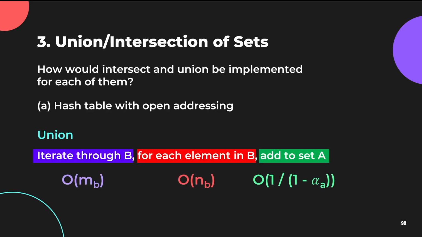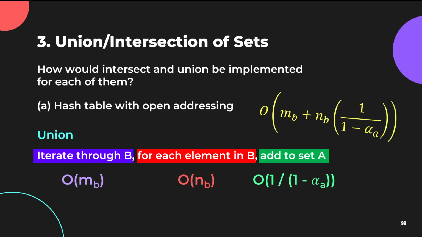So doing this, iterating through B, I will need to take O of MB time because I need to traverse through every single key in B to see if there's an item or not. And once I actually have the item, for every item there, I will need to add it to set A, given that there are no duplicates. Okay, if there's a duplicate, then you just need to drop it. So that will still take O of 1 over 1 minus alpha A. Okay, so combining them, we're going to get this shorter version of an equation. Any questions?